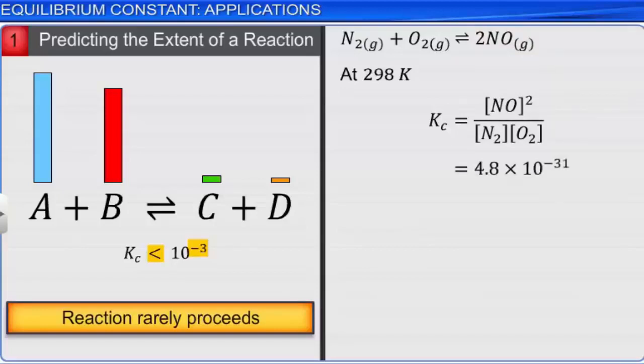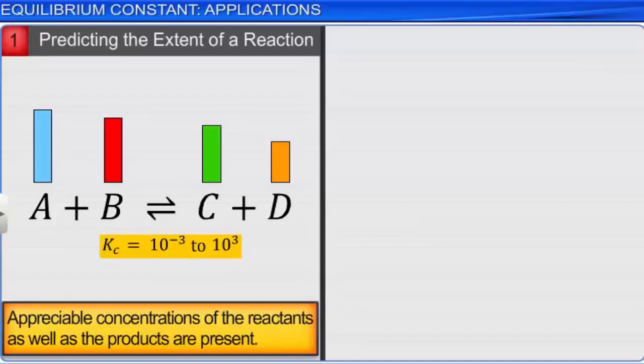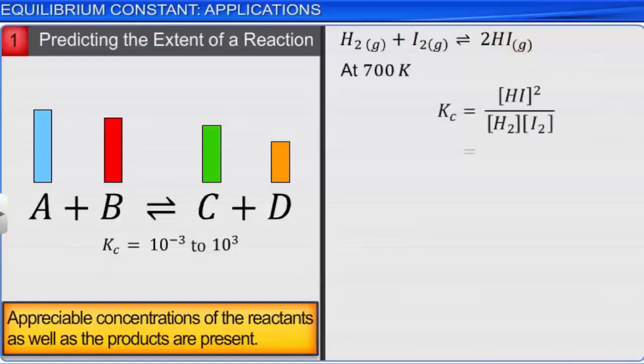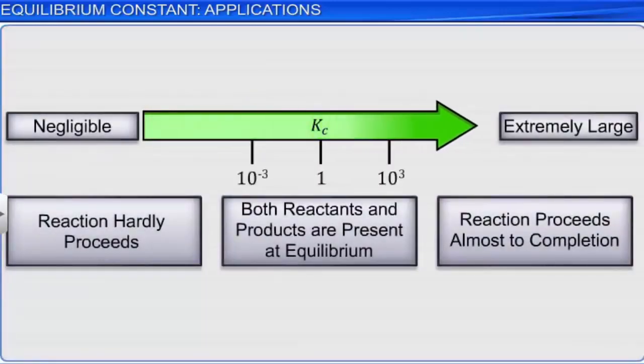If the numerical value of the equilibrium constant lies between 10 raised to the power minus 3 and 10 raised to the power 3, it means that appreciable concentrations of the reactants as well as the products are present. For example, the equilibrium constant for the gaseous reaction of hydrogen and iodine combining to form hydrogen iodide at 700 Kelvin has a value of 57. The dependence of the extent of a reaction on its equilibrium constant can be illustrated as shown here.